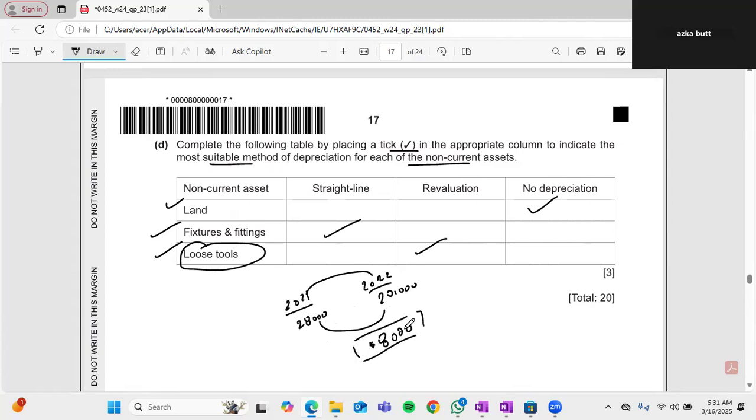And for loose tools, you will not apply a critical type of depreciation method because, of course, at the end of the day, these are loose tools, and loose tools are most of the time perishable. And it is not that important that we should spend a lot of time to calculate the depreciation for the loose tools. That's why.